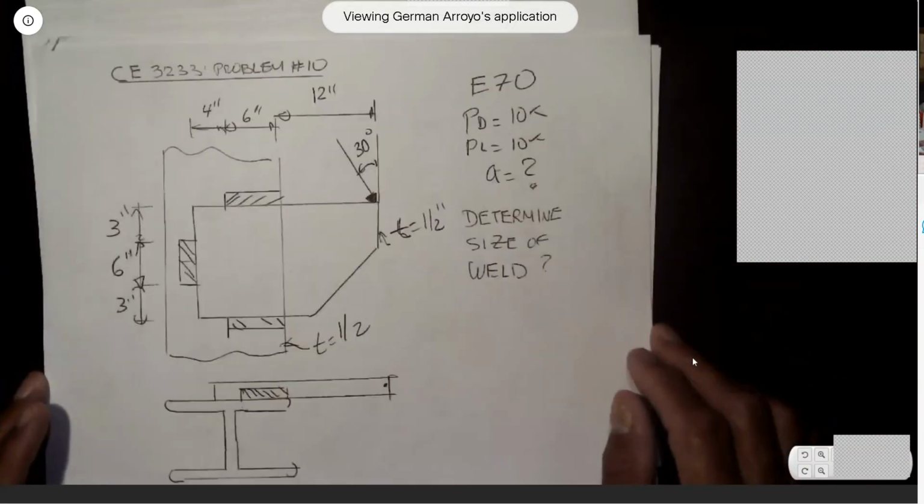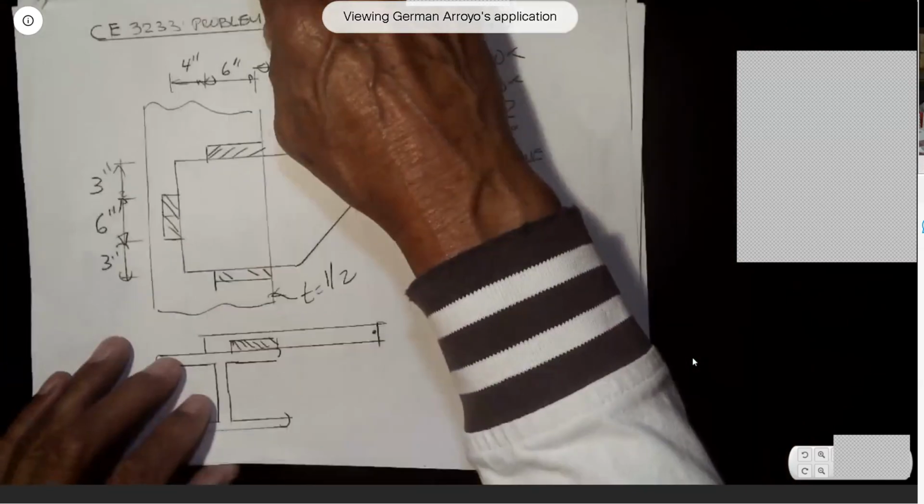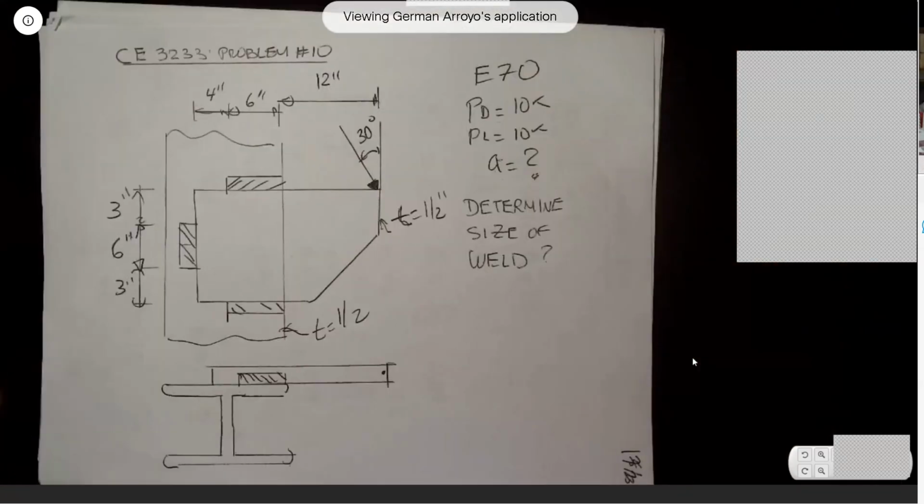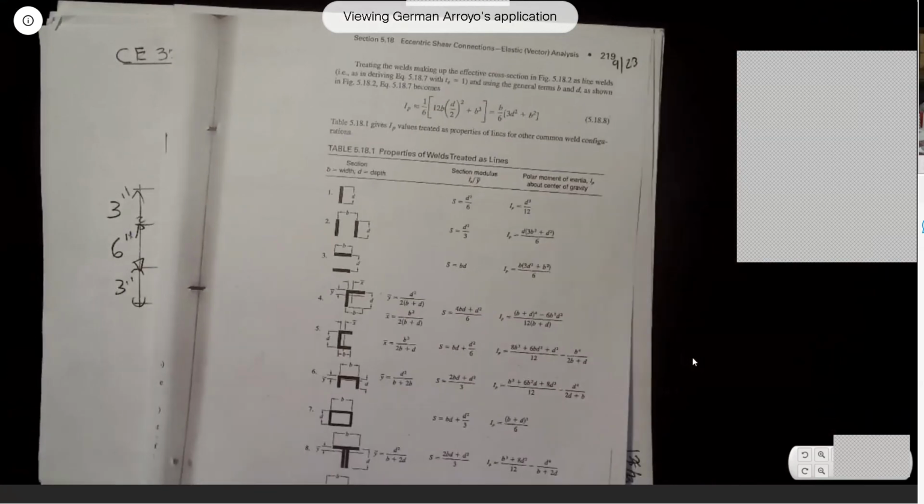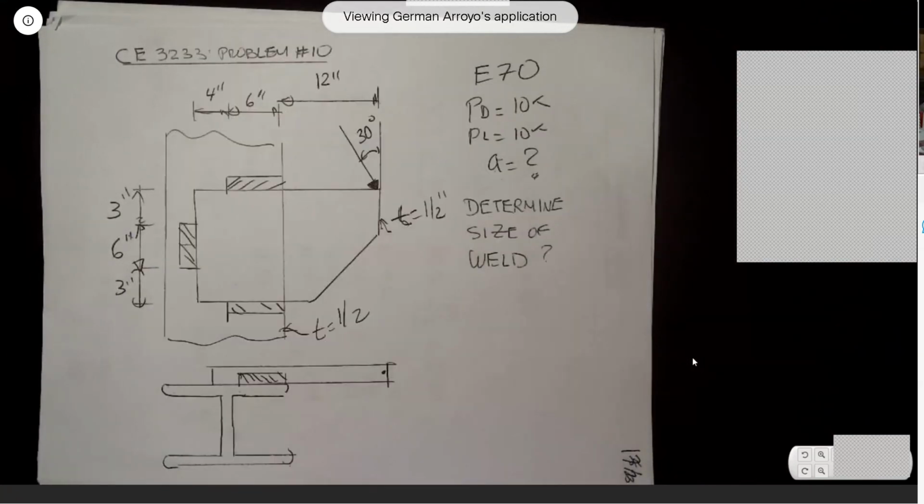So I want you to go to this table and tell me if you can find a case in there that I can use to compute the location of the centroid and Ix plus Iy, that is the polar moment of inertia.